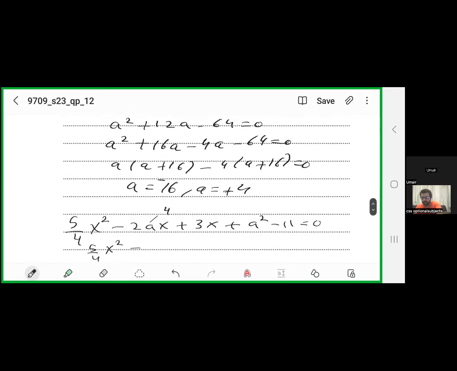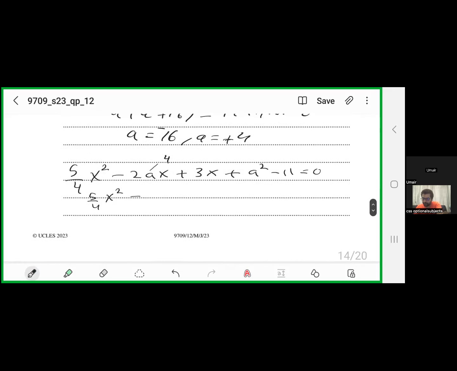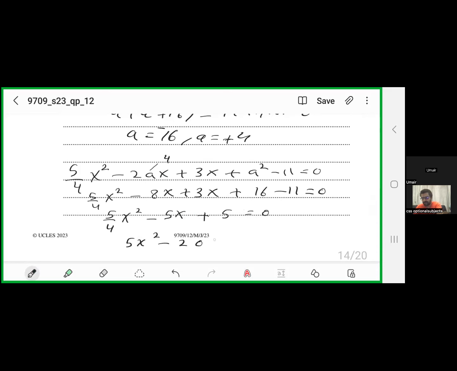Sorry, I'm going to use a is equal to 4 in this equation. 4 into 2, 8x plus 3x, 16 minus 11. So 5 over 4 x square minus 8x plus 3x is 5x, plus 16 minus 11 is 5, equal to 0. So 5x square minus 20x plus 20 is equal to 0.